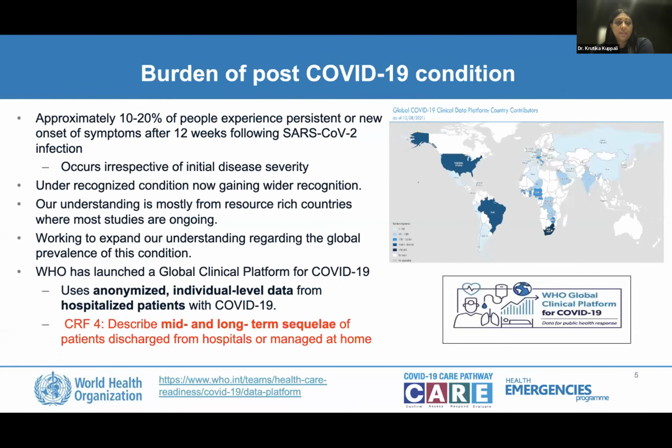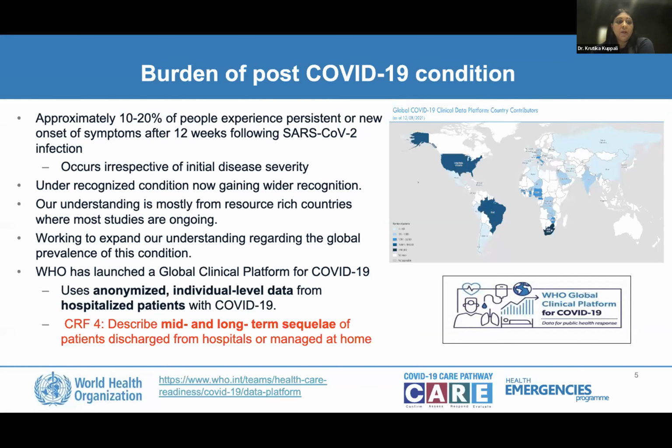So a little bit more about post-COVID-19 condition. Approximately 10 to 20% of people experience persistent or new onset of symptoms after 12 weeks following infection, and it can occur irrespective of initial disease severity. It is an under-recognized condition that is now getting wider recognition, and this again is why it's so important for us to have a universal name for this disease and use post-COVID-19 condition rather than different names, so we're all on the same page.